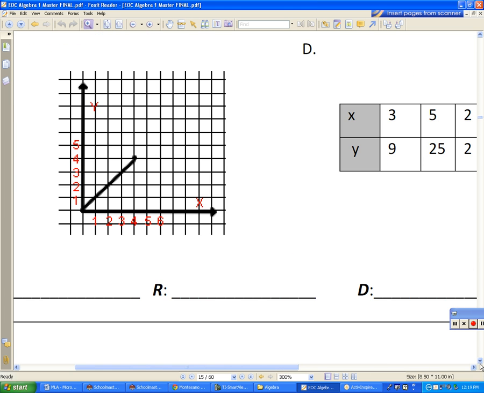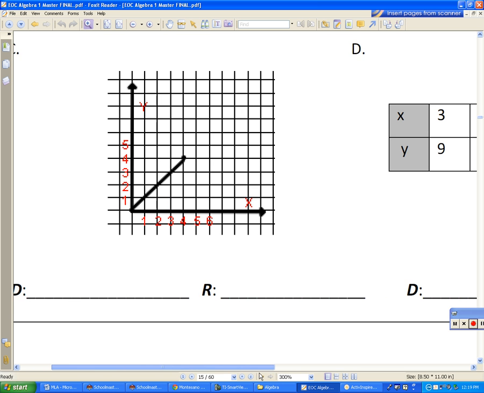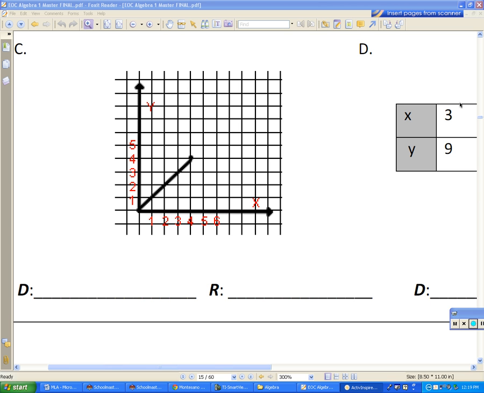Then you can also get the domain and range by looking at a graph. If I look at this little piece right here, what are the x's? 0, 1, 2, 3, 4, and then it stops at 4, right? What about 1.5? That works. What about 1.6? That works. What about 1.987325? That works, okay?